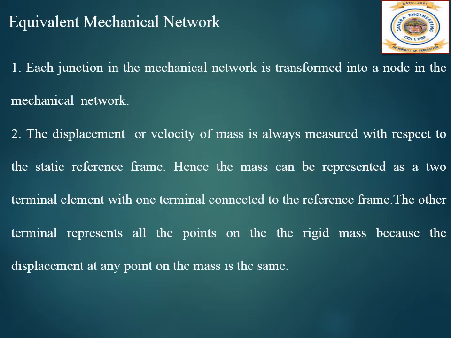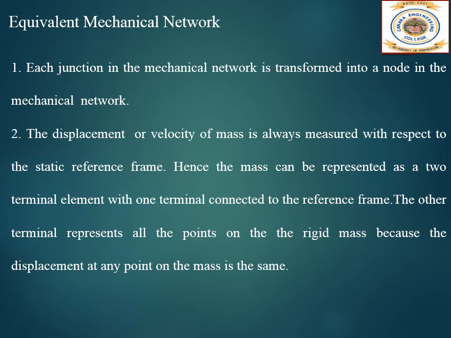So we have seen the elements of two different mechanical networks. One is a translational mechanical network, another one is a rotational mechanical network. For this network, to find the transfer function or the analogous circuit, we first have to convert it into a simpler mechanical network. So how is this done? An equivalent mechanical network is to be drawn.